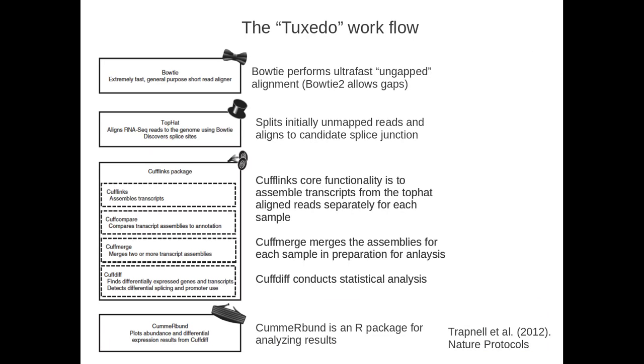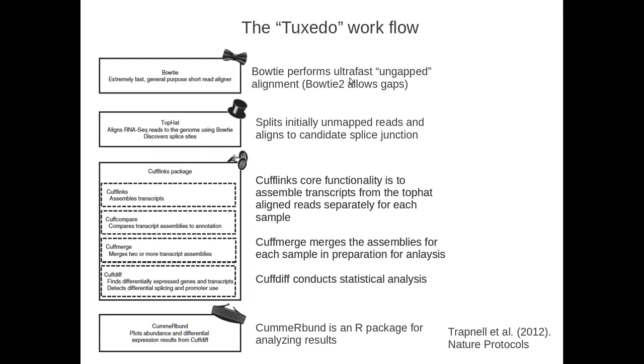So this is what we call the Tuxedo package. There are a number of software tools. If you've begun looking at the homework, you're aware of them. Bowtie is the aligner. So we've collected our RNA-seq data. This can be either for paired end or for single end RNA-seq reads. Bowtie is the software that does the alignment. This is a super fast aligner, similar to BWA, which we used for the DNA sequencing.